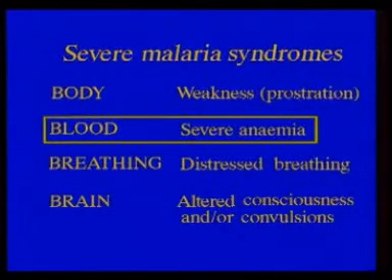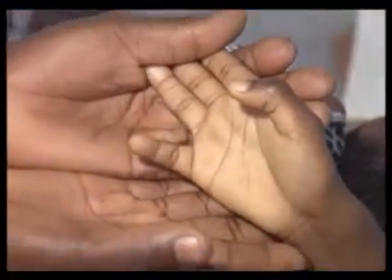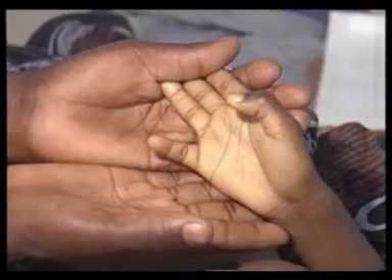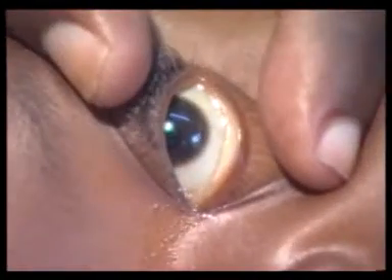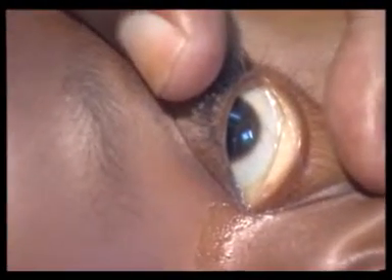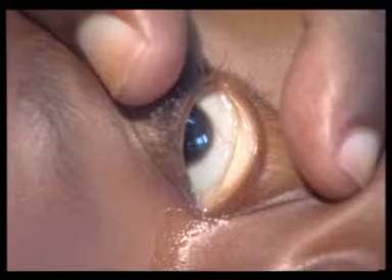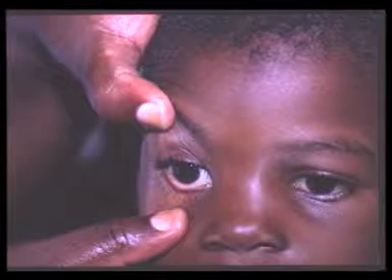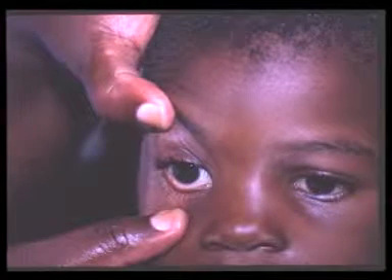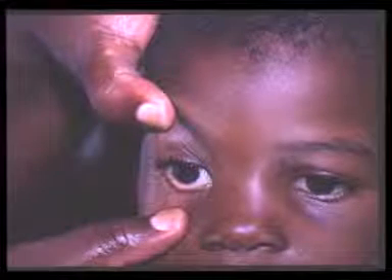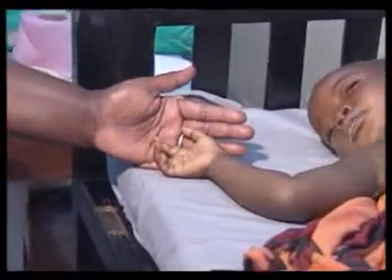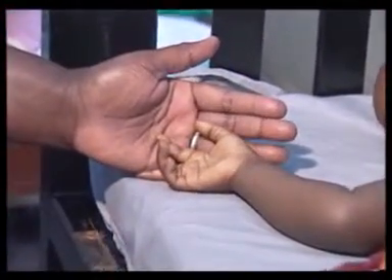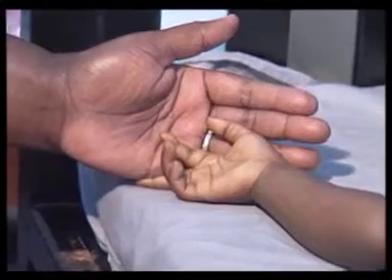Second, severe anemia. This child has severe anemia. The palm of the hand is very pale compared to the mother's hand, and the conjunctiva also shows severe pallor. Urgent treatment is needed to save the child's life. This can occur at any age, but is particularly common in infants and very young children. Mothers can best recognize severe anemia by comparing the child's palm with their own, as in this case.